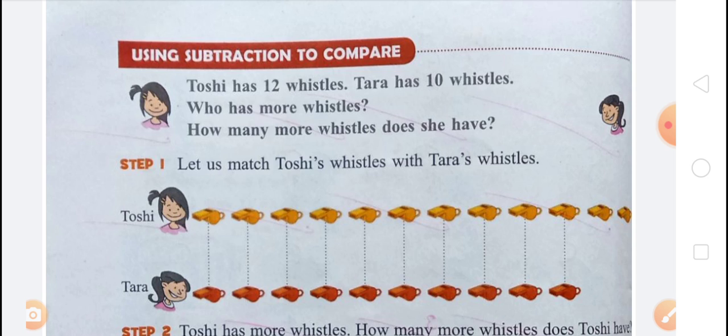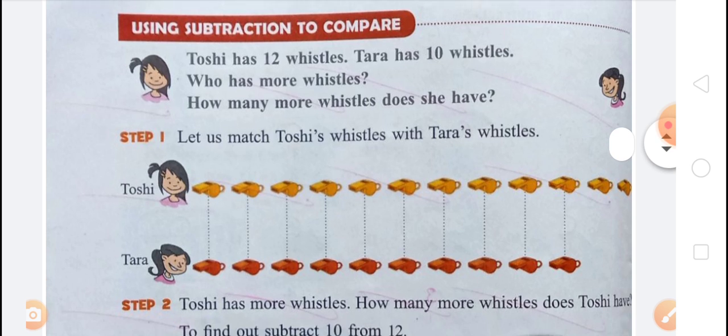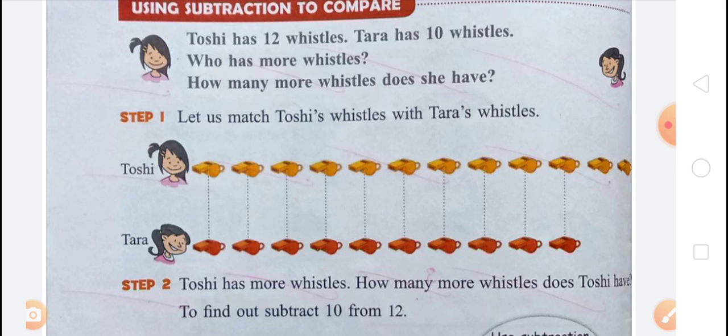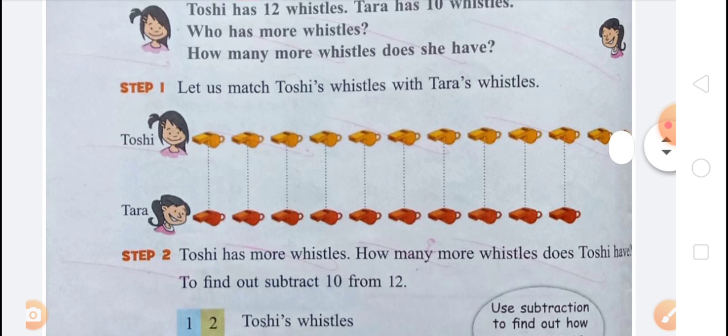So in step first, let us match Toshi's whistles with Tara's whistles. You know that Toshi has 12 whistles and Tara has 10 whistles. When we compare, we can see here that Toshi has more whistles. How many more whistles does Toshi have? To find out, subtract 10 from 12.